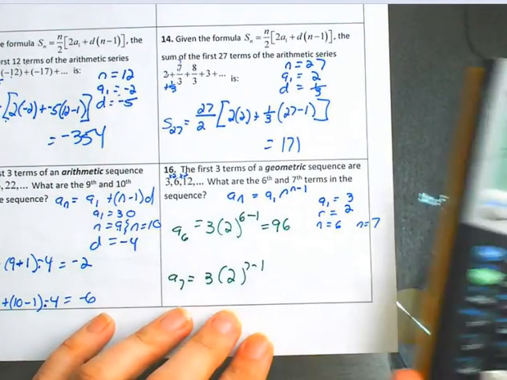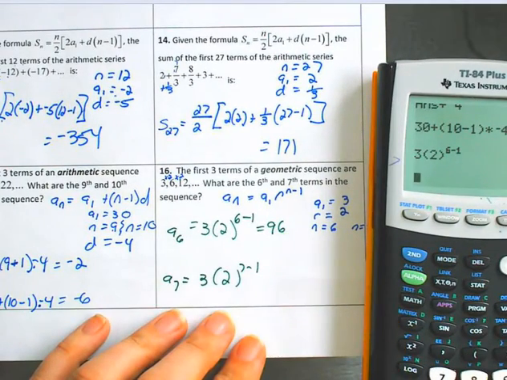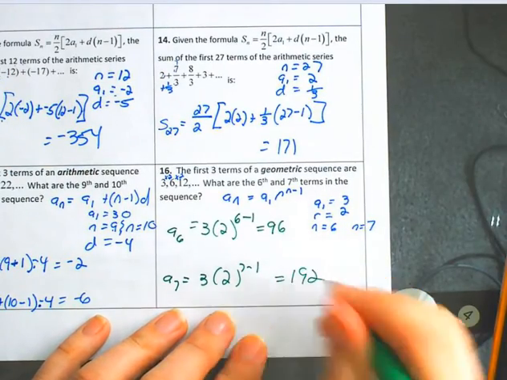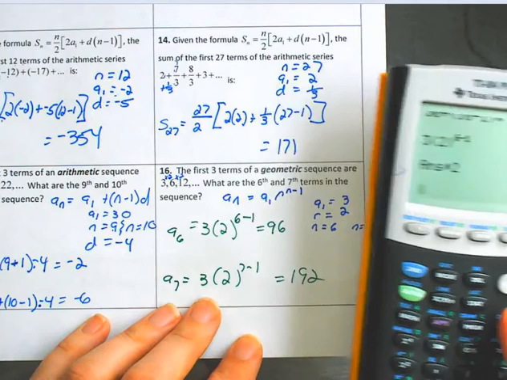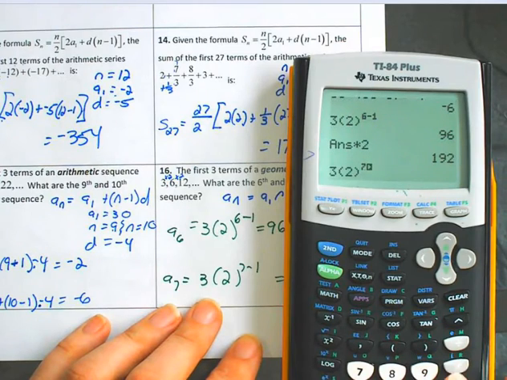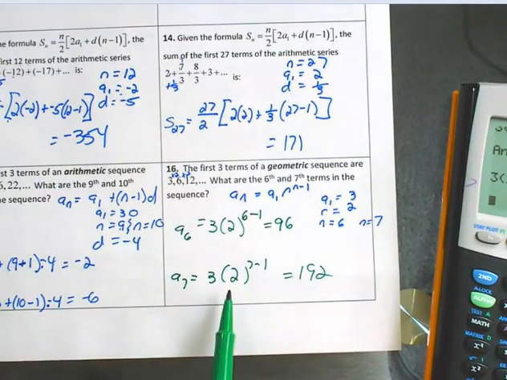Now remember, because we're at the 6th term, the 7th term I should be able to get by multiplying times 2, which hopefully is 192, but let's just double check. So I have 3 times 2 to the power of 7 minus 1, which is 192.